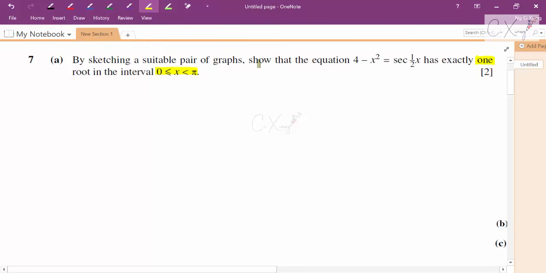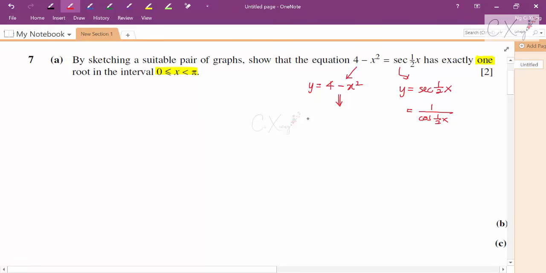By sketching a pair of graphs, we should consider two graphs from this equation. You can consider to sketch y equals to 4 minus x squared. Another equation that you can try to sketch is y equals to secant 1 over 2 x. Please take note that secant 1 over 2 x can also be written as 1 divided by cos half x. So you just draw the reciprocal function of cos half x, then you will get the secant half x graph.